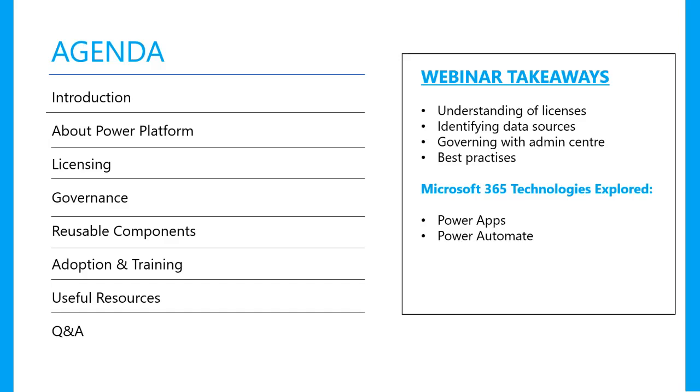So how do we control the data? How do we control some of the environments and things like that? Some reusable components. So as part of that, we're going to be talking about how can you be more efficient when you're building your Power Apps and making sure you're not starting from scratch every single time. The adoption training side of things. So how can you start what we refer to as our center of excellence internally in your organization, and making sure that the right people are getting on board with Power Apps at the right time.